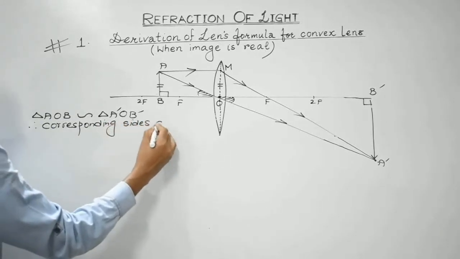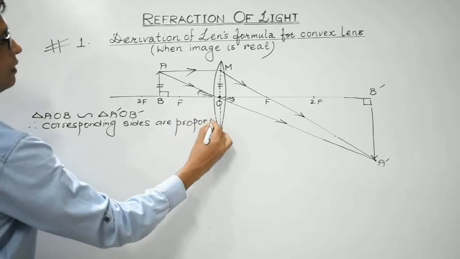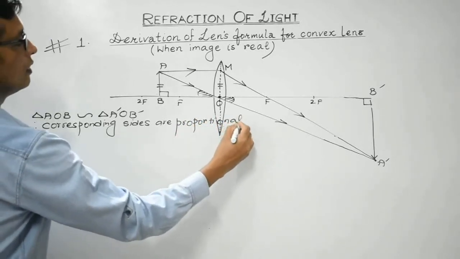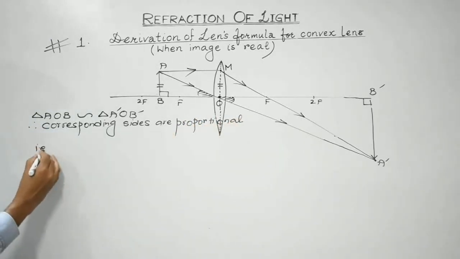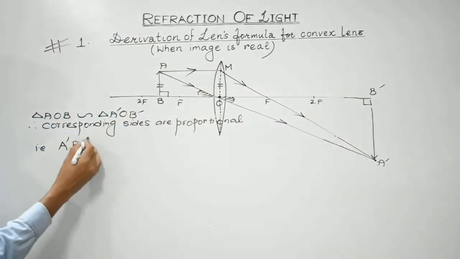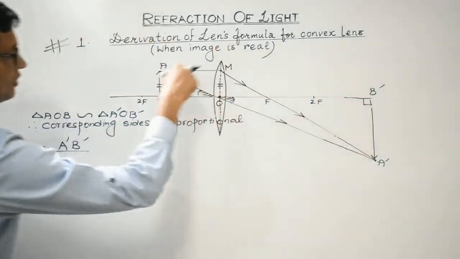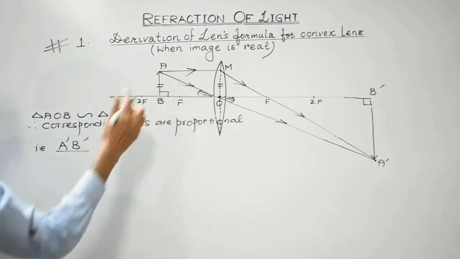Corresponding sides are proportional. That is, consider A dash B dash. Students, what will be its corresponding side of the other similar triangle? That is AB.